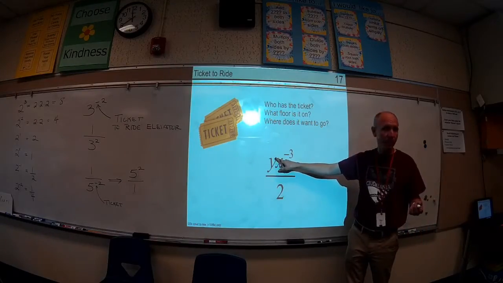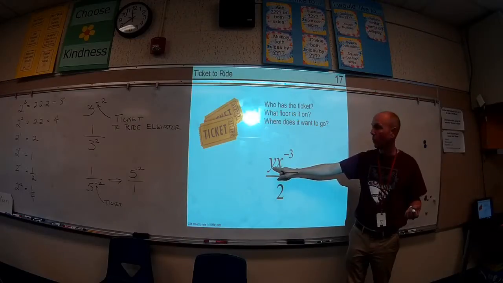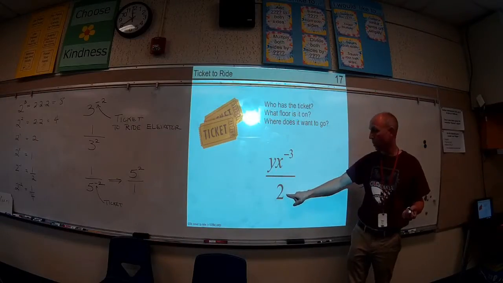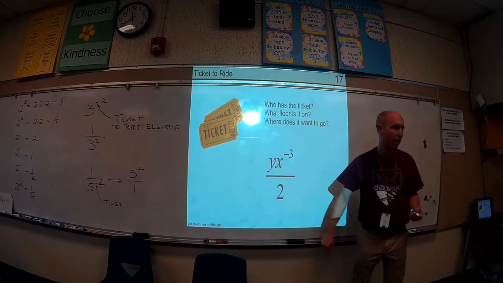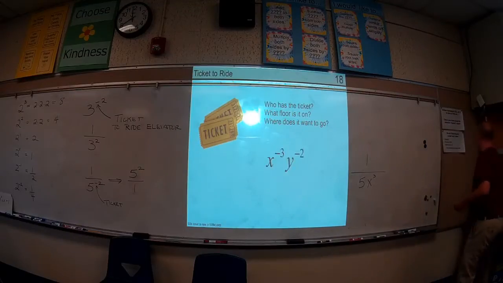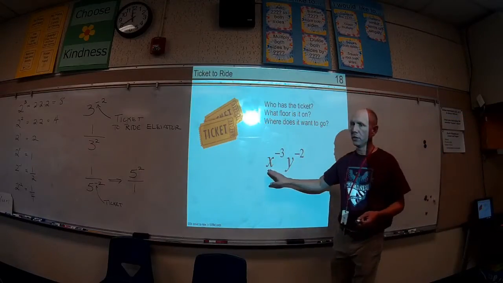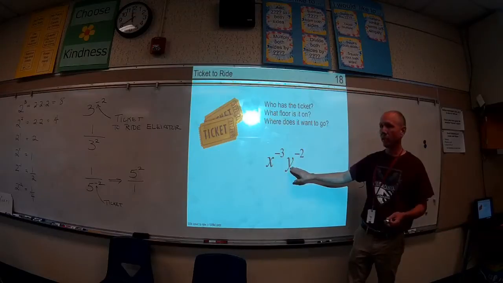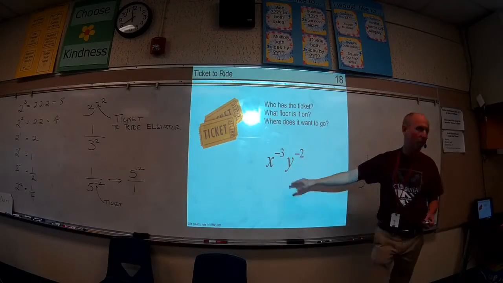Does the Y have a negative exponent? No. So what's the Y going to do? It's going to stay. What's the X going to do? Go down. What's the 2 going to do? Stay. There you go. I was right the first time. Bradley, what's the X going to do? Go down. Nico, what's the Y going to do? Go down. There you go.